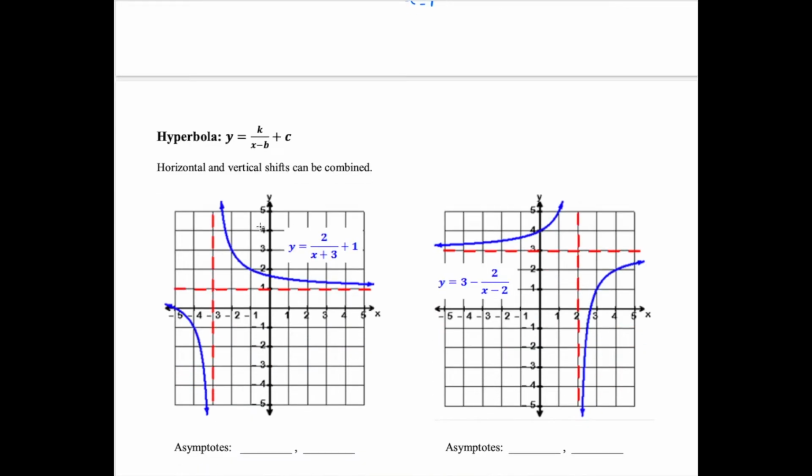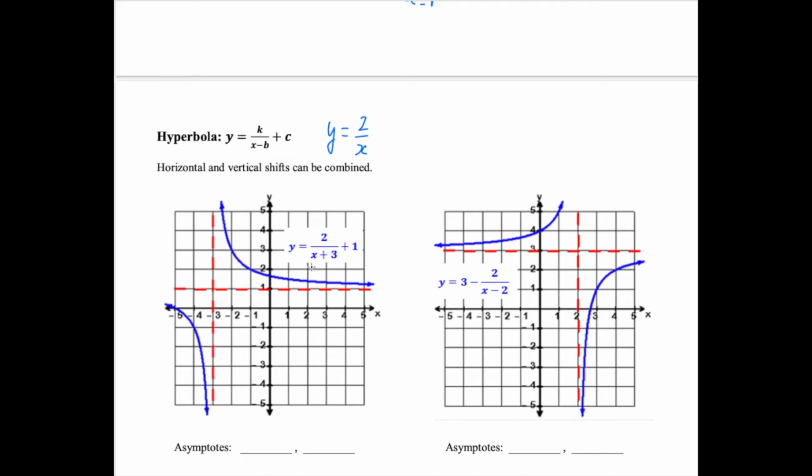Now the next one is a combination of what we learned so far. This involves both a horizontal and a vertical shift, and they can be combined. In a graph like this, that's basically y is equal to 2 over x. So we start with this graph. If it's plus 3 at the bottom, we shift left 3 units, and then we shift up 1 unit. That's how these kinds of graphs work.